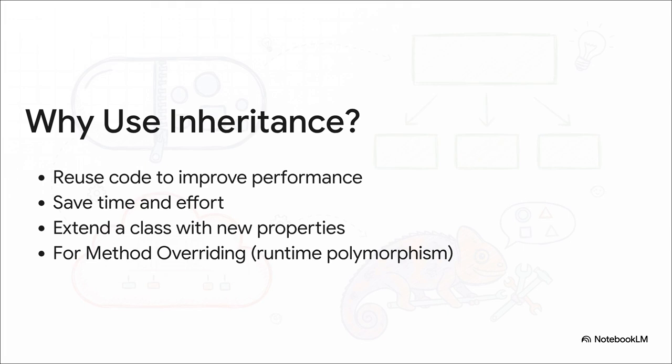So why is this such a big deal? Well, the benefits are just massive. You're reusing code, which saves a ridiculous amount of time and effort. You can easily add new features to existing classes, and you unlock this really powerful idea called runtime polymorphism. That's a fancy term, but it basically gives your code the flexibility to treat different types of objects in the same way, which makes it way easier to manage and adapt as it runs.